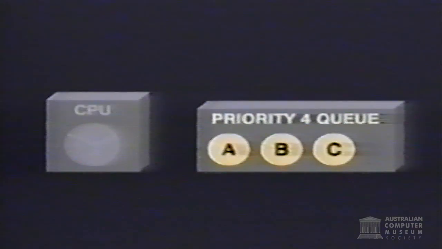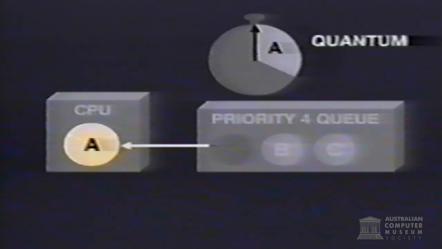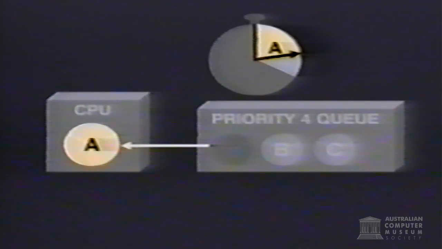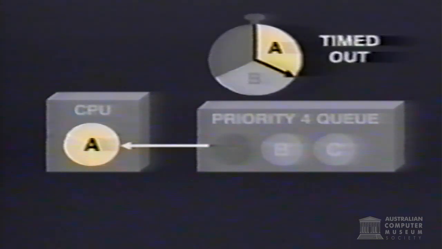Suppose there are 3 memory-resident computable processes at priority level 4. Process A is at the head of its queue, so the scheduler gives it control of the CPU, and process A starts to use its quantum, or time slice. If process A makes no I/O or system service calls, it is allowed to run until the moment its time slice is exhausted. At this point, another process is ready to gain control of the CPU.